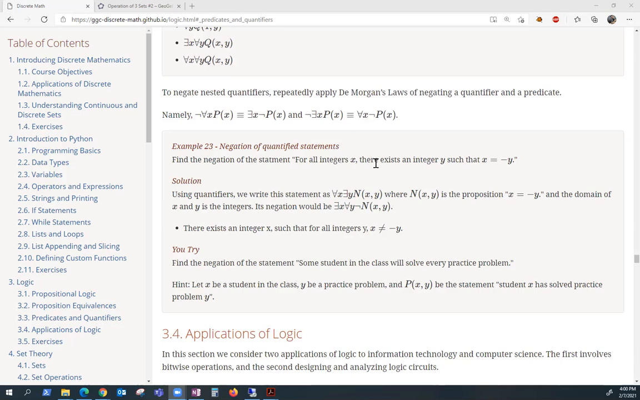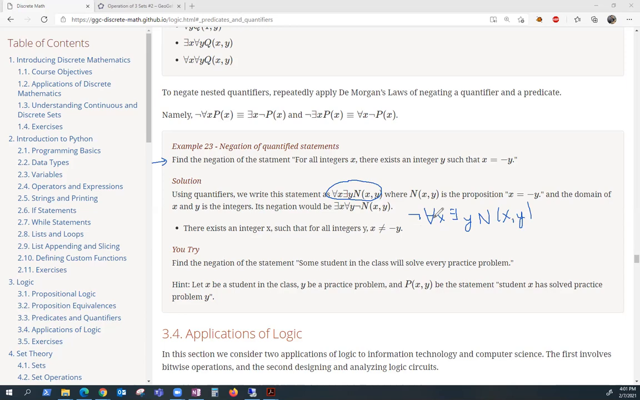So if you want to have something like this, the negation of for all integers x, there exists a y such that x equals -y. Using quantifiers, we could write it like this, where n of x and y is the proposition x equals -y, and the domain of x and y is the integers. So how does this work? Well, if I want to negate for all x, there exists a y such that n of x and y.